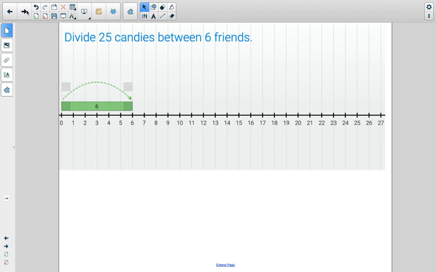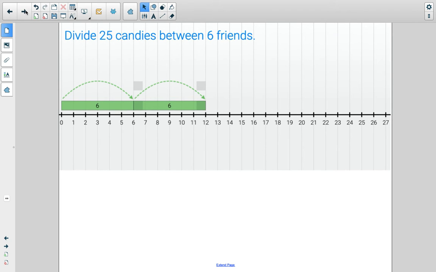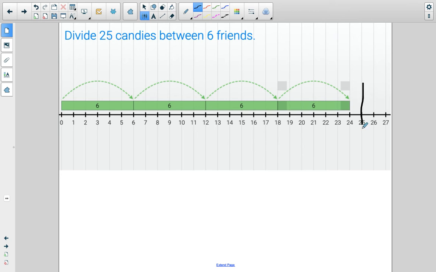Now I'm going to pass out the next group of 6 candies, and then the next group of 6 candies. Well, I still have some left, so I'm going to pass out the next group of 6 candies. Now I realize I only have one more candy left before I get to 25. So right now we have to stop. We can't divide it up anymore.